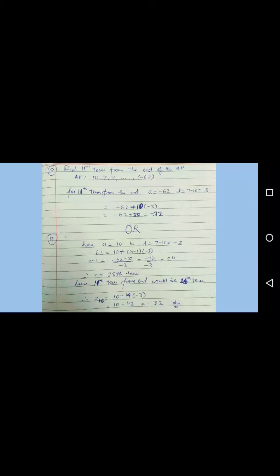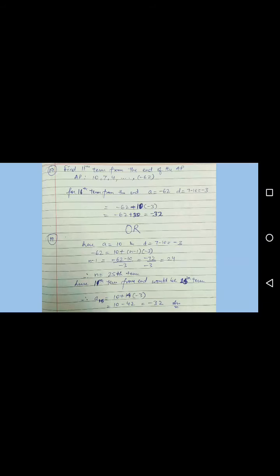Or if you don't understand that way, reversing the order, we can directly do it in the given AP, where A is 10 and D is minus 3. We need to find first which term is minus 62. So minus 62 is equal to 10 plus n minus 1 into minus 3. On solving we get n equal to 24.